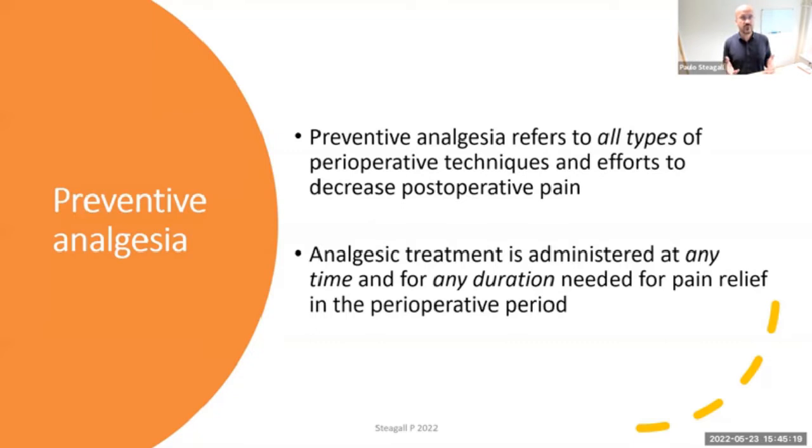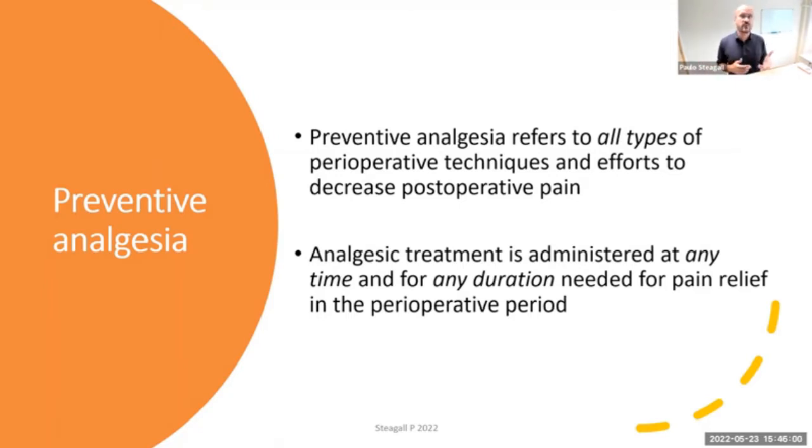The first one, preventive analgesia, is the terminology that replaced what we used to call preemptive analgesia. Preemptive analgesia used to refer to the administration of analgesics prior to surgery, prior to the tissue insult or tissue damage. And it was believed that it was the best way of preventing pain postoperatively. What we turned it into is more like preventive analgesia, of which preemptive analgesia is part, but now it refers to all types of perioperative techniques and efforts to decrease postoperative pain.